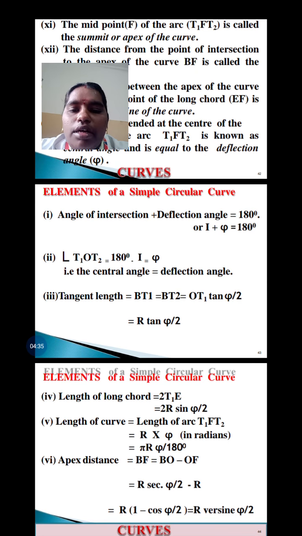Then the formulas. The elements of a simple circular curve. First one, angle of intersection plus deflection angle is equal to 180 degrees. The angle of intersection is denoted by I. The deflection angle is denoted by psi. It is equal to 180 degrees. Second one, in this picture, the central angle pi is equal to the deflection angle psi.